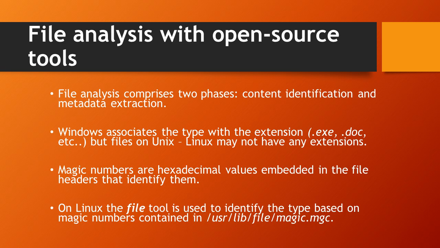A much more reliable way to identify a file is by means of a so-called magic number, that is a hexadecimal value embedded in the file header. Each type of file has a different magic number. On Unix-derived systems, magic numbers are listed in a compiled binary file, that on Kali Linux is /usr/lib/file/magic.mgc.